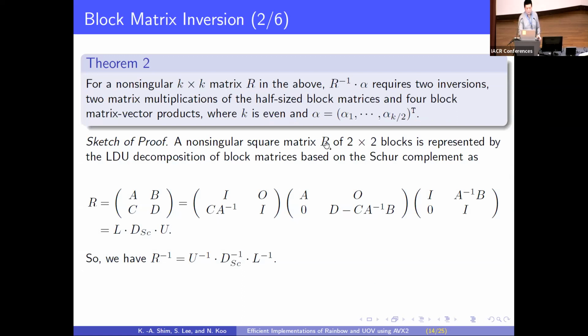So computing this value requires two inversions and two matrix multiplications of half-sized block matrices and four block matrix-vector products, where K is even and alpha is given like this. The key idea of the proof is that we use the LDU decomposition of R of this form, then R inverse is expressed like this.